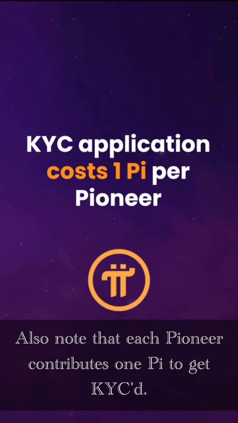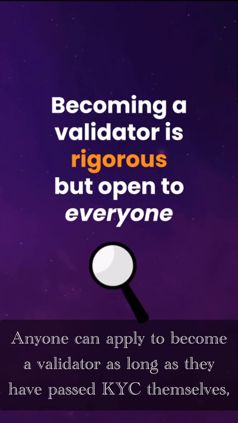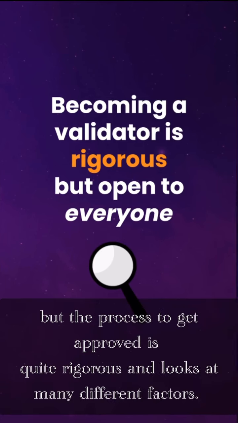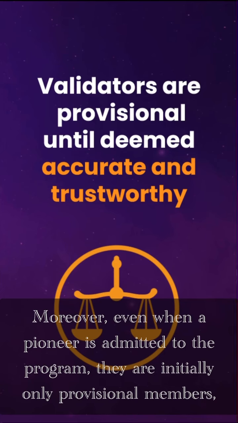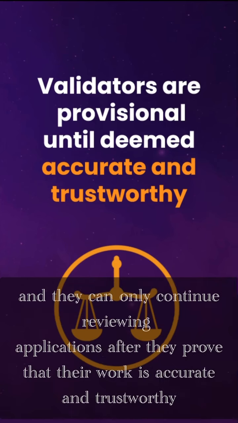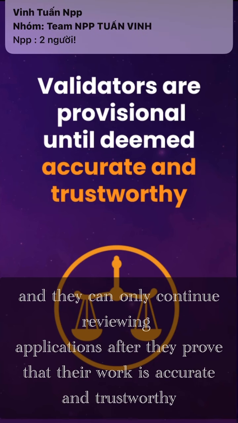Also note that each Pioneer contributes 1 Pi to get KYC'd. This Pi is pooled and given to the human validators for their work. Anyone can apply to become a validator as long as they have passed KYC themselves, but the process to get approved is quite rigorous and looks at many different factors. Moreover, even when a Pioneer is admitted to the program, they are initially only provisional members, and they can only continue reviewing applications after they prove that their work is accurate and trustworthy.